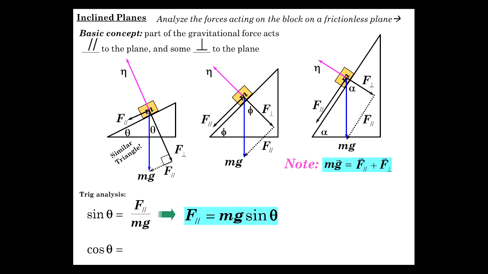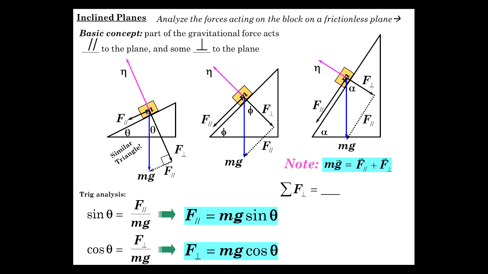And then cosine of theta. Cosine of theta is adjacent over hypotenuse, so F perpendicular over hypotenuse, which is mg. So now we can get F perpendicular, which is mg cosine of theta. This is really going to be useful.